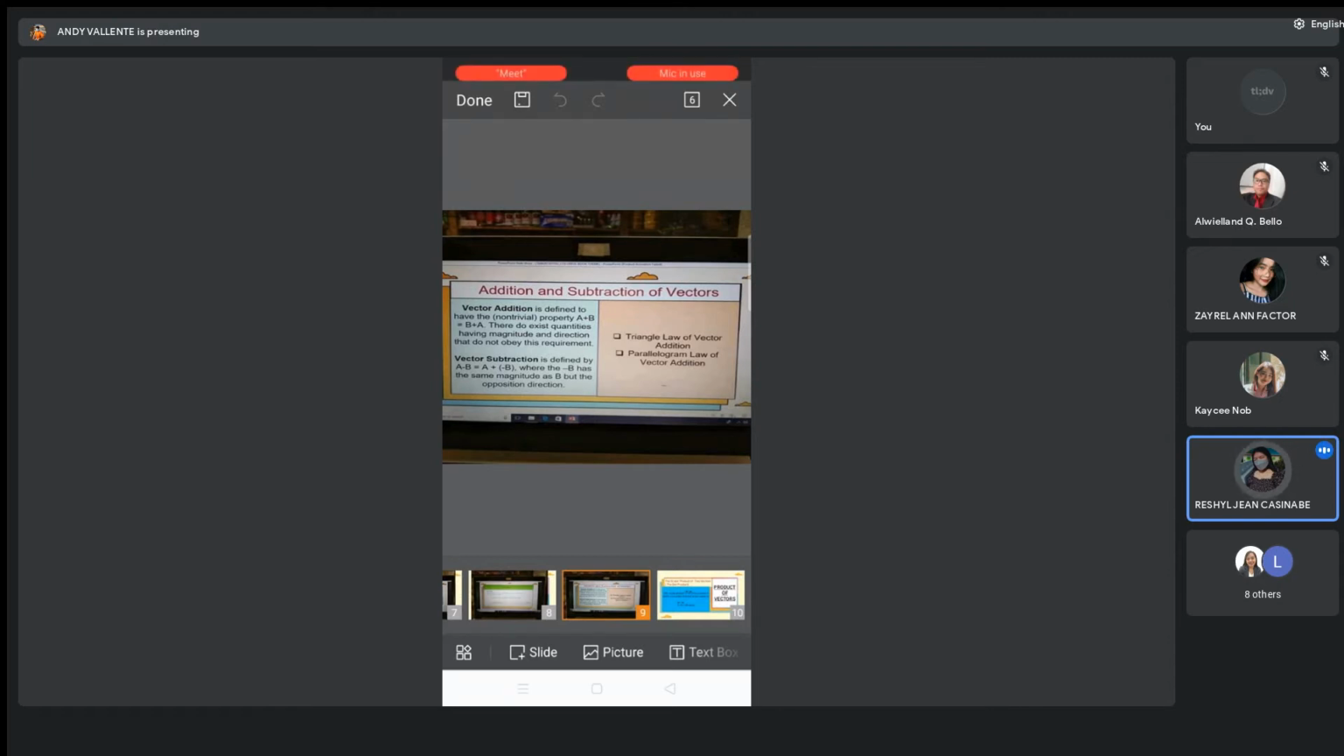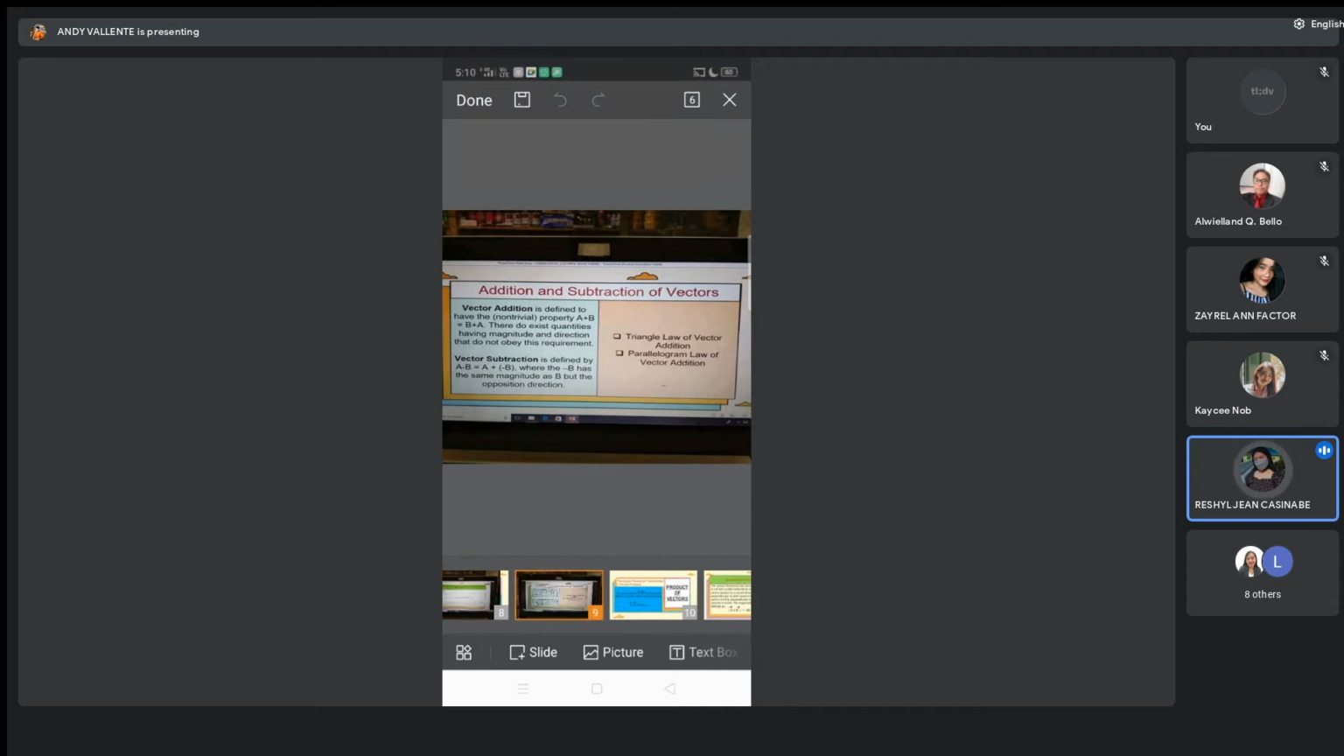There do exist quantities having magnitude and direction that do not obey this requirement. Vector subtraction is defined as A minus B is equal to A plus negative B, where negative B has the same magnitude as B but the opposite direction. In getting the vector addition, we can use two laws: the triangle law of vector addition and the parallelogram law of vector addition.